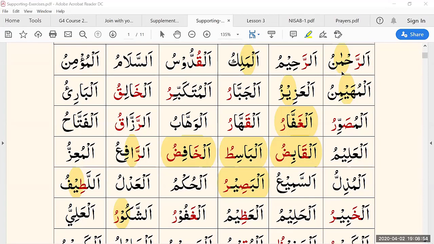A'udhu billahi minash shaitanir rajim. Bismillahir rahmanir rahim. The first, Ar-Rahman, is meme with the vertical fatha. It means we have to prolong it for 2 counts, 2 beats. And the next one, Al-Maliku, is just a short vowel, and we have to prolong it for just 1 count, 1 beat. Yes, that's right. That's correct. You answered really well.